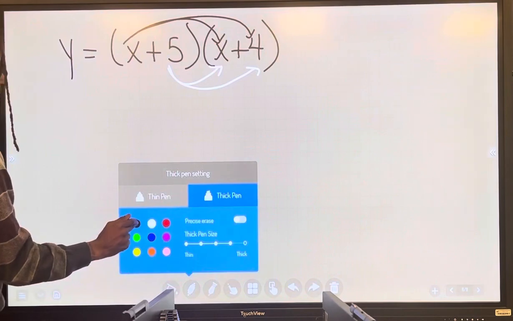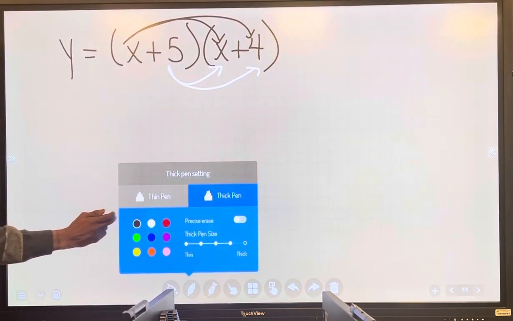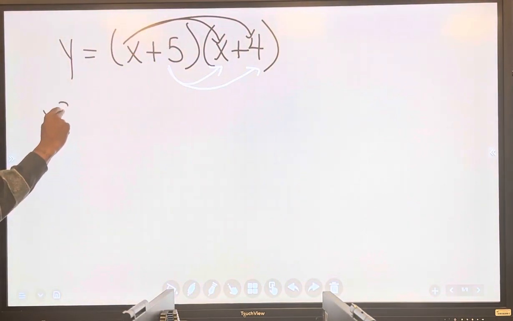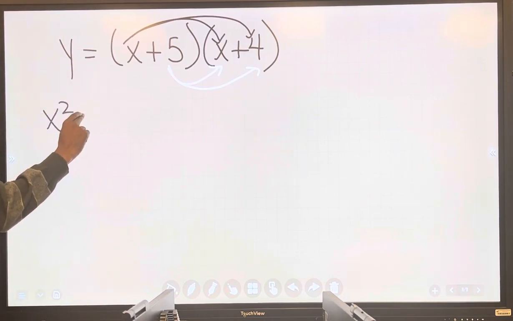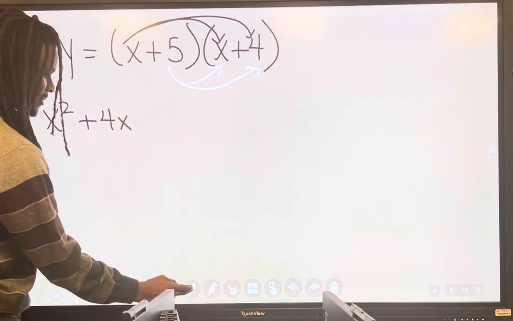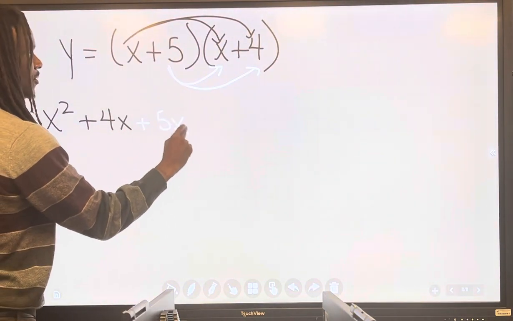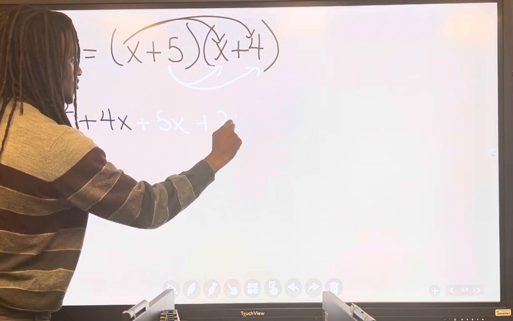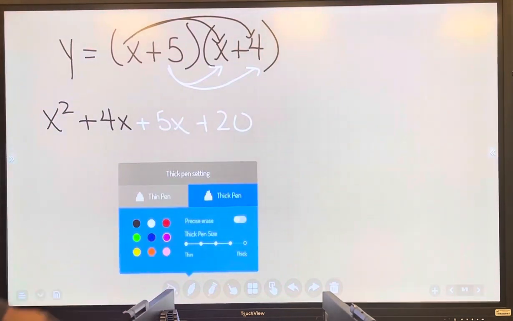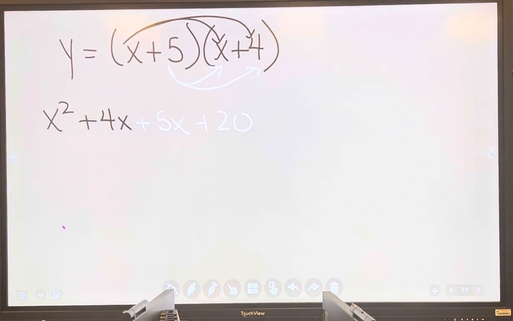So covering the X's first. X times X makes X squared. X times 4 is 4X. Now I'm in the center. 5 times X, 5X. 5 and 4, 20. All right. So at this point, after you FOIL, that's where you should be at on number 5.